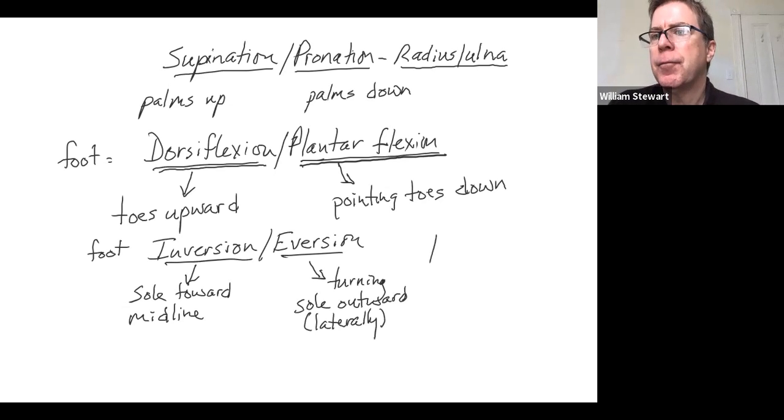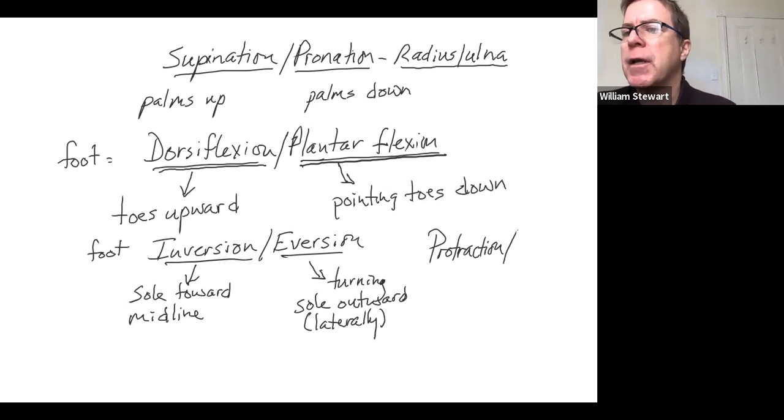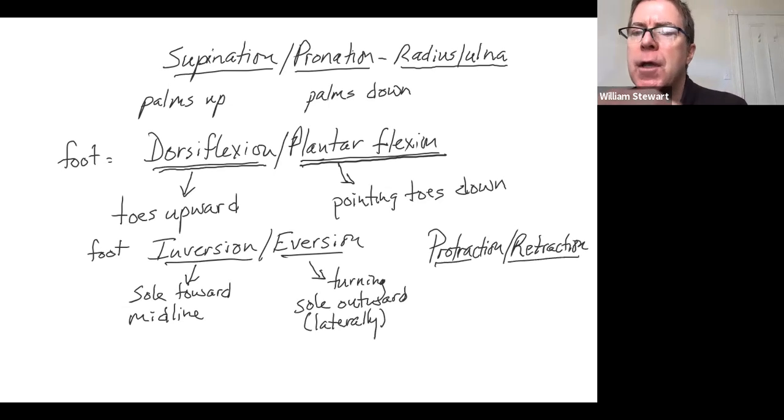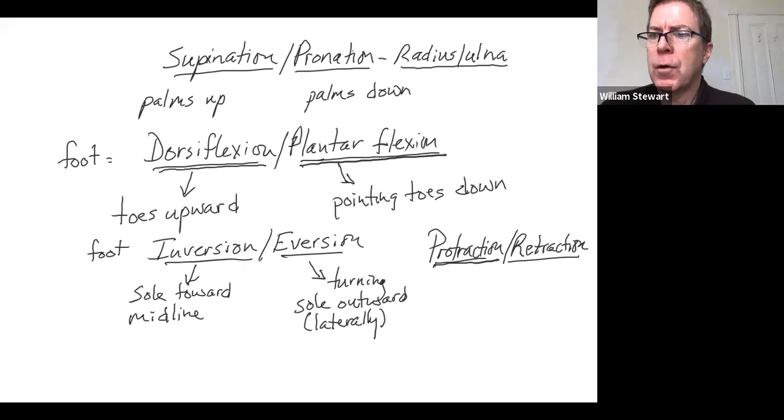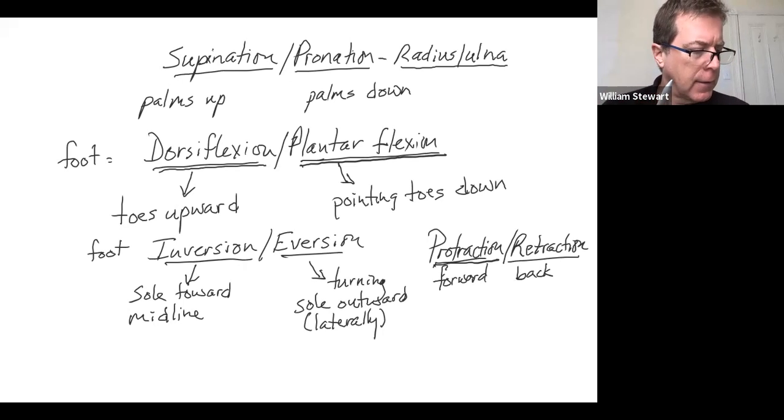Protraction, retraction. Protraction means jutting something forward. Retraction means pulling it back. Classic examples of this, if you jut your lower jaw, your mandible, out forward, creating an underbite type of picture, that's protracting. Retraction is just pulling it back. So this is moving something forward, and this is pulling it back toward the body.